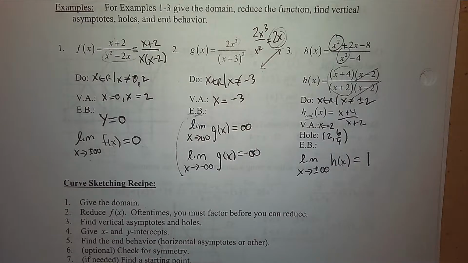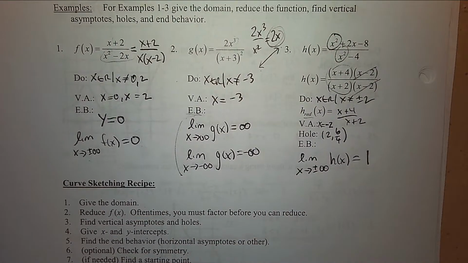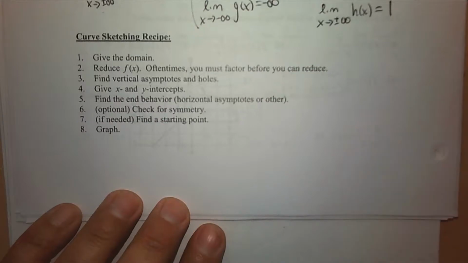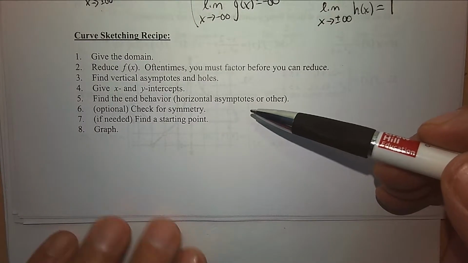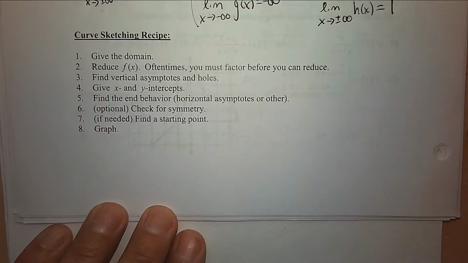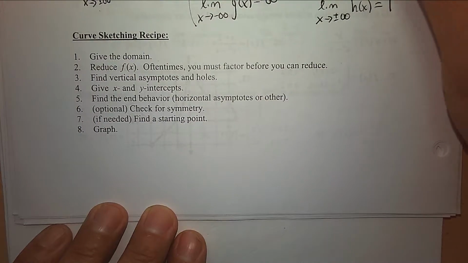All right, let's talk about how we graph. Why do we analyze and graph these functions? That's analyzing it: talking about the domain, reducing it down, asymptotes and holes, intercepts, end behavior, and maybe some symmetry, and then graph it. We only get better by practicing this. So turn the page.